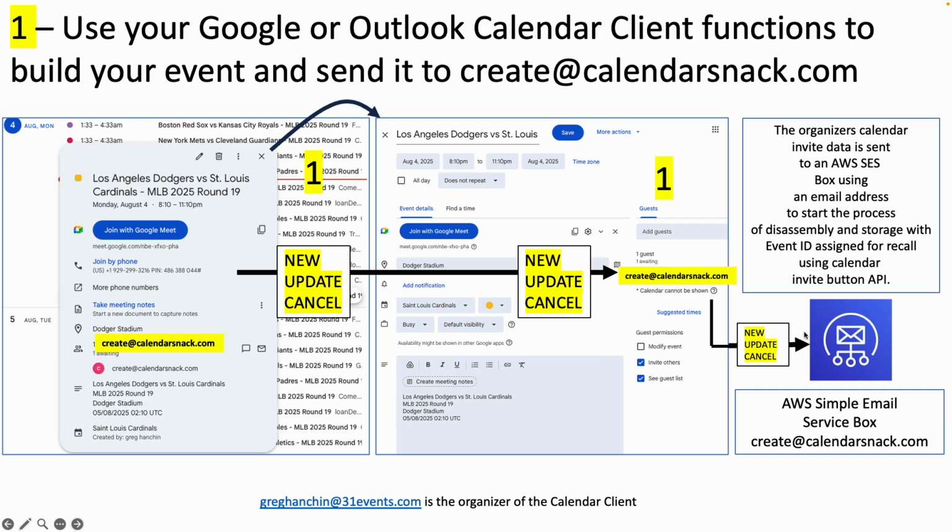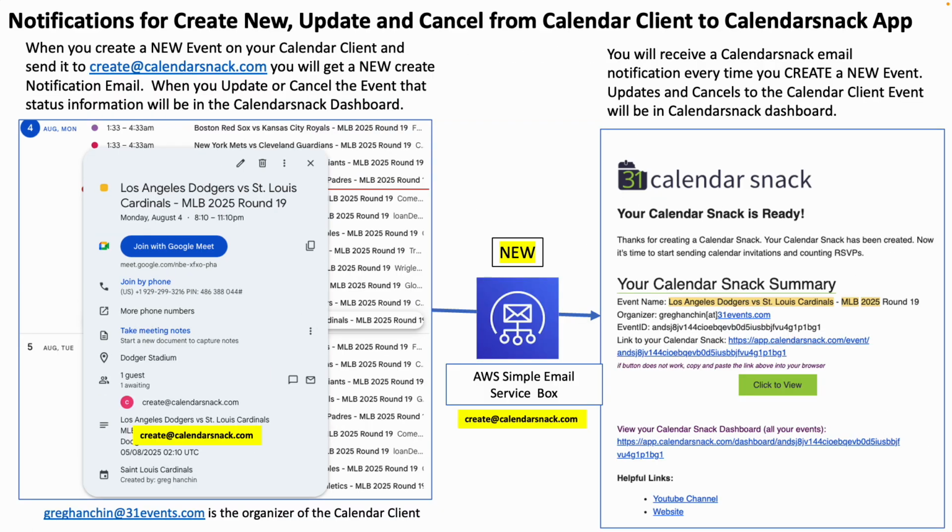In the pipeline, it was new. Essentially what it is, is a simple email service box from AWS. And what we do to start that process is we disassemble this calendar invite on your behalf, and then we store it for recall later for the button. So specifically, that's how the workflow works.